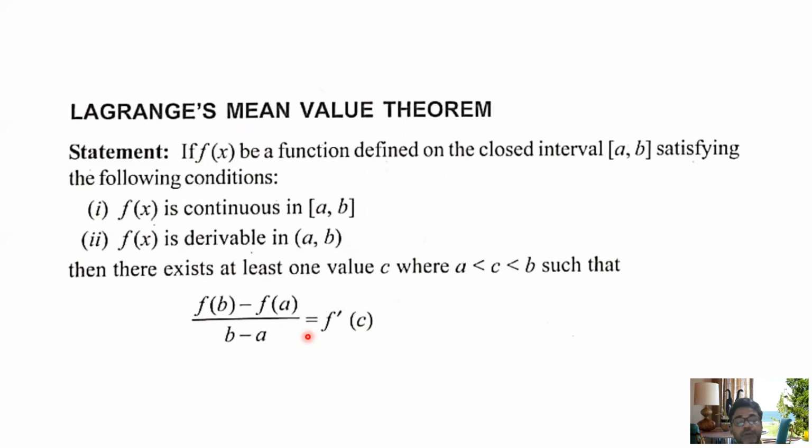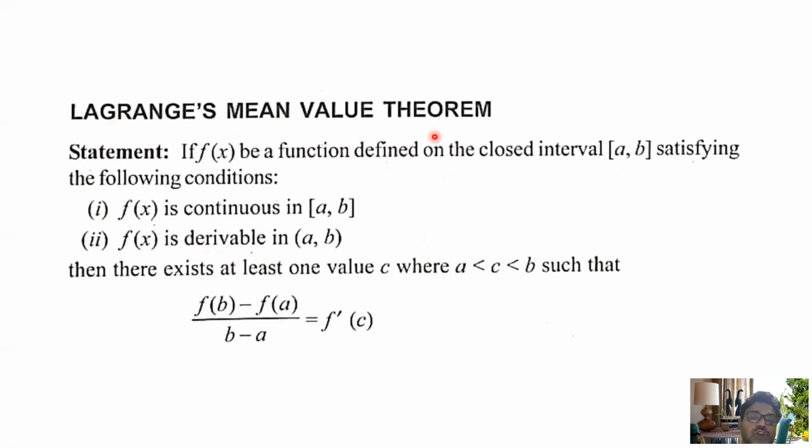What is the basic difference from Rolle's theorem? Here, the third condition of Rolle's theorem is not required. What was the third condition? f(a) is equal to f(b). If I put f(a) equal to f(b) in this relation, you get f dash c equals 0. So it is clear that Rolle's theorem is a special case of Lagrange's mean value theorem.